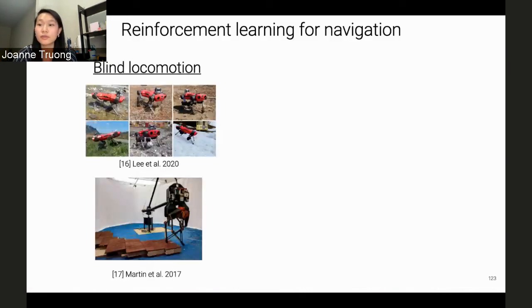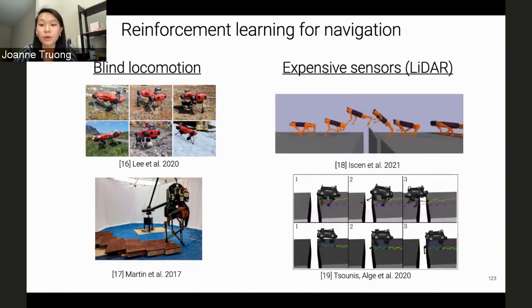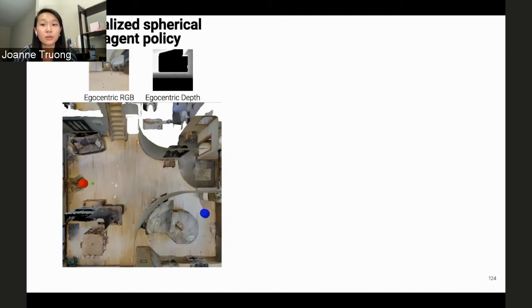While recent works have investigated teaching robots to walk using reinforcement learning, many of these works either navigate without any visual input, or they navigate using expensive LiDAR sensors to map the terrain and use it to select footstep locations. In our work, we're interested in indoor navigation, where the robot has to navigate around obstacles and go through narrow hallways, all using RGB and depth cameras and localization sensors, so without using a LiDAR or a map of the environment. We investigate this again for the task of point goal navigation.